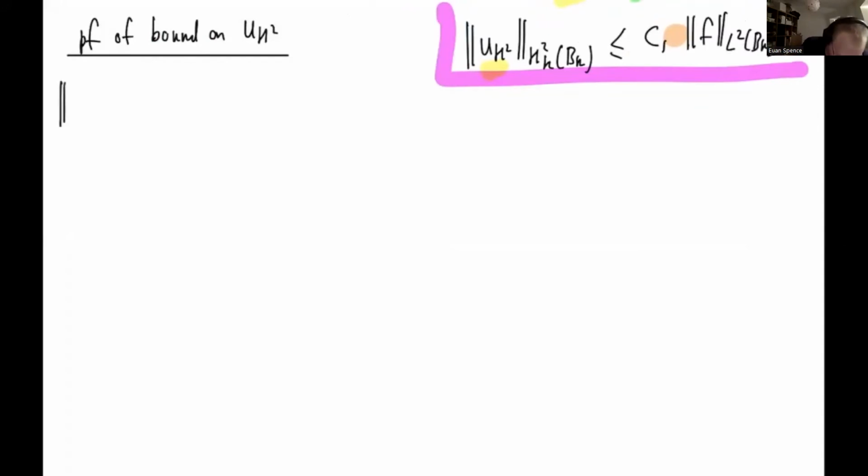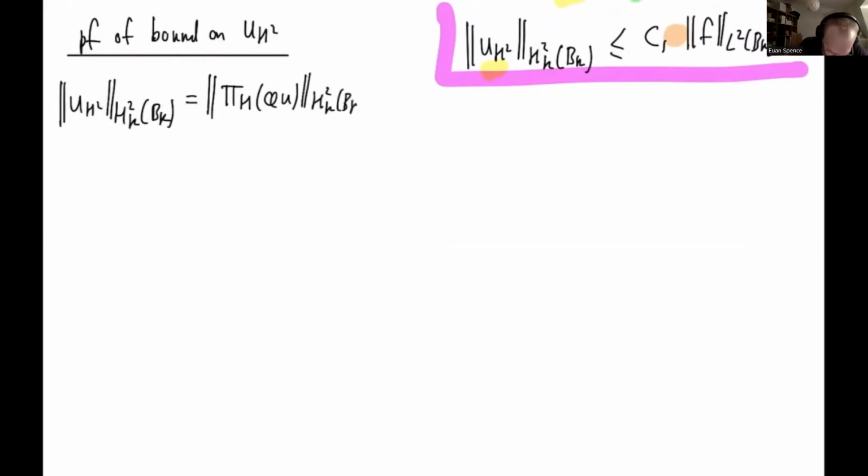Right. So the norm of u_H2 in H2, the H2 norm. Okay, what's the definition of u_H2? It's the high frequency cutoff, pi high, pi_h, applied to phi times u. And this is then less than or equal to the norm of pi_h phi u in H^2_k on the whole of R^d.